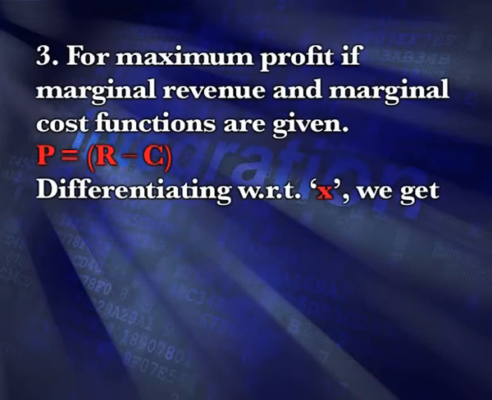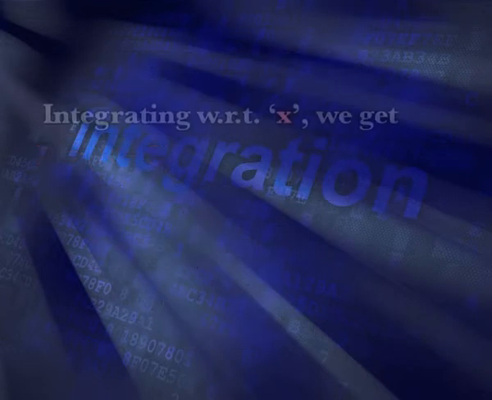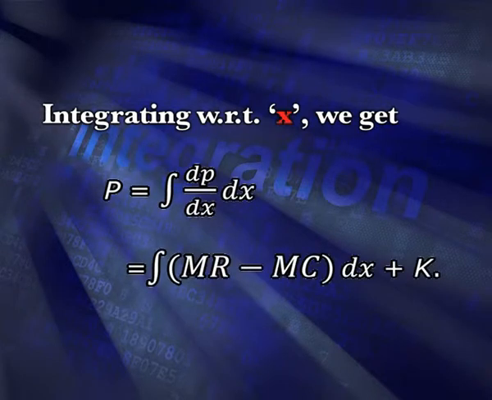The third one, for maximum profit, if marginal revenue and marginal cost functions are given, then capital P is equal to capital R minus capital C. Now differentiating with respect to X, we get dP by dx equals d by dx of R minus C, that is equal to dR by dx minus dC by dx, which is equal to marginal revenue minus marginal cost, MR minus MC. Now integrating with respect to x, we get P equals the integration of dP by dx, that is equal to the integration of MR minus MC dx plus k.